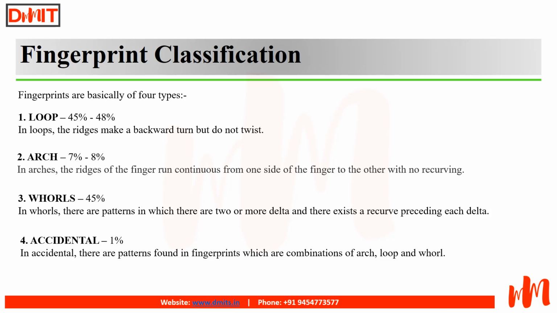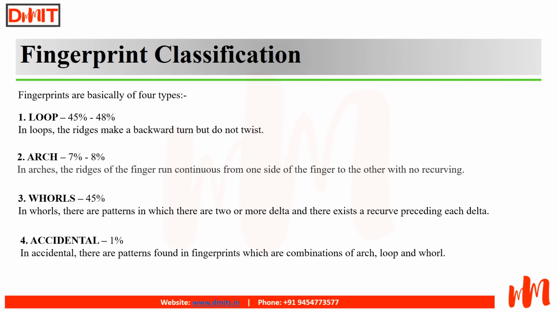The second type of fingerprint is arc. In arcs, the ridges of the finger run continuously from one side of the finger to the other with no recurving. So in loop they make a backward turn but they do not twist, whereas in arc, they move from one side of the finger to the other but they do not recurve.